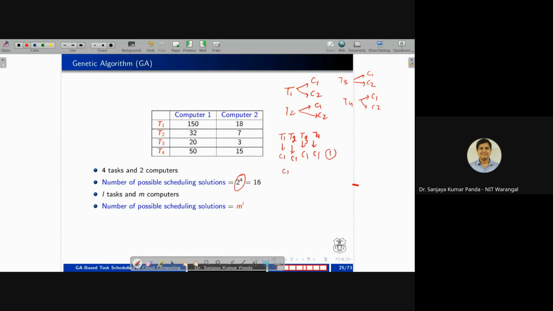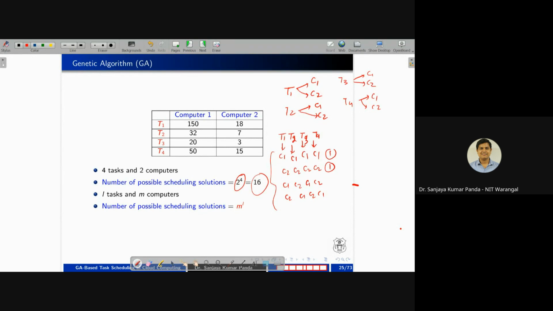T1 is assigned to C2, T2 is assigned to C2, T3 is assigned to C2, T4 is assigned to C2. That is also one solution. Somebody can say C1, C2, C1, C2 is a solution. C2, C1, C2, C1 is also a solution. Like that, how many solutions will you get? You will get 16. So we got 16 different solutions. So our search space is not bigger, right? In this case, the search space is not that much bigger.